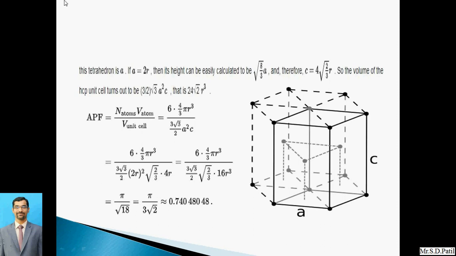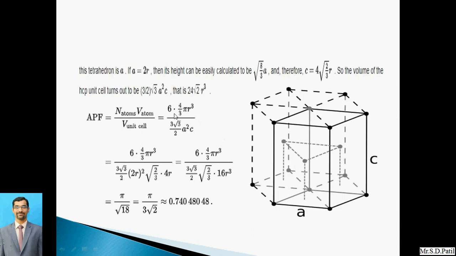Now again, the same formula is there. APF is equal to N, the number of atoms, into V, that is the volume of atom, divided by the volume of the unit cell. So the number of atoms is 6. Again, this term we have taken from the last lecture itself. We have already calculated the number of atoms in the last lecture. Then the volume of atom is 4 by 3 pi r cube, similarly like a sphere, because again the atom is considered a sphere.